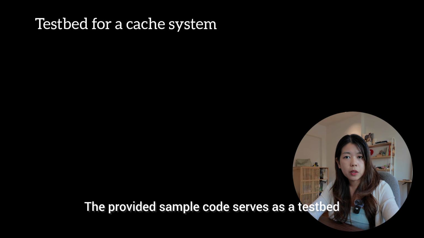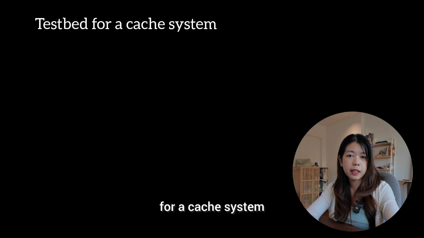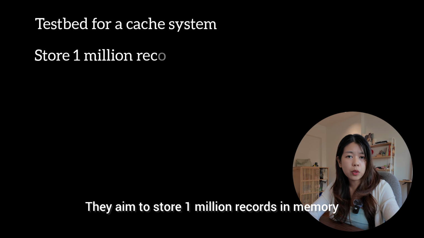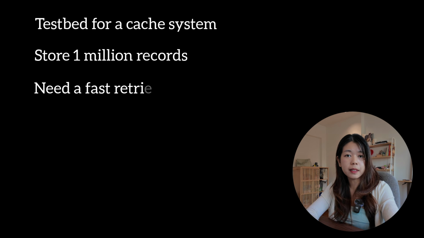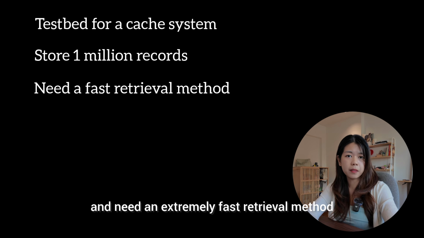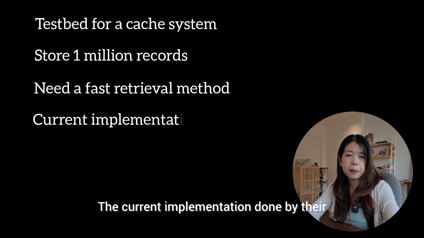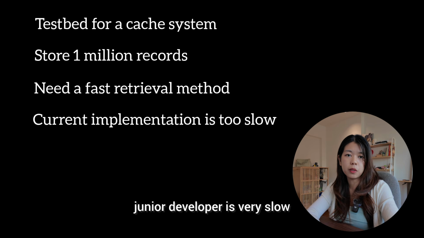The provided sample code serves as a test bed for a cache system. They aim to store 1 million records in memory and need an extremely fast retrieval method. The current implementation done by their junior developer is very slow.